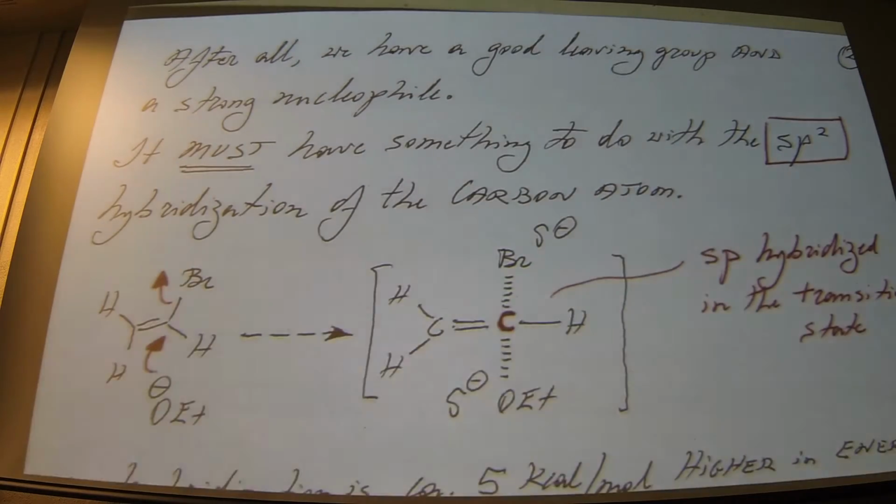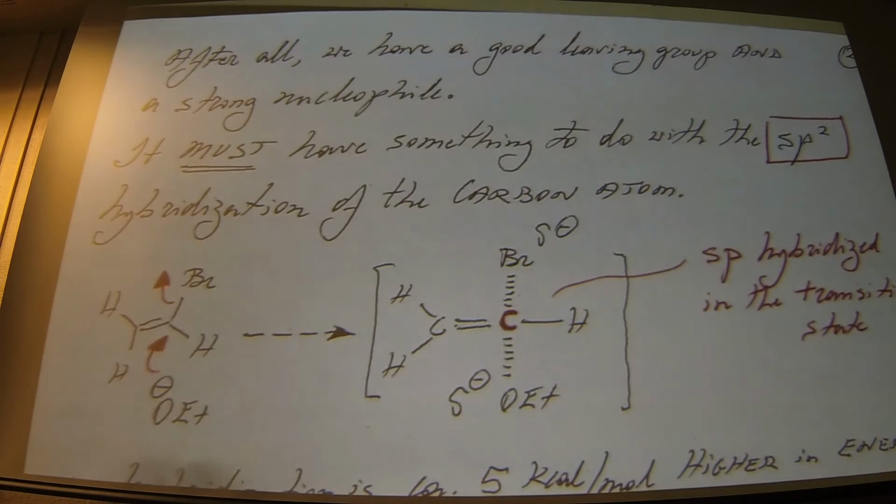So it must have something to do with the sp2 hybridization of the carbon atom that is bonded to the leaving group. I mean, that's the key difference, right? If it's ethyl bromide, the carbon atom is bonded to the bromine as sp3. Here, the only change we've made is we've gone from sp3 to sp2. So that has to be at the root of the problem.